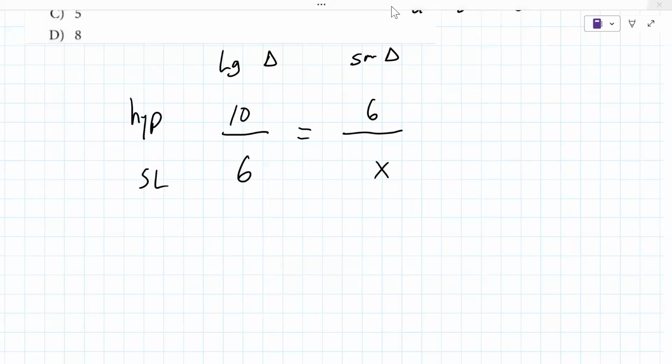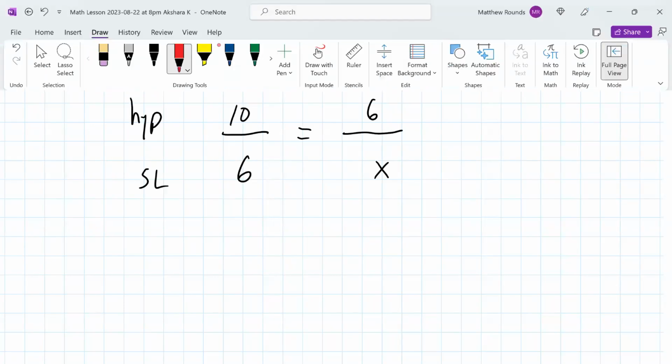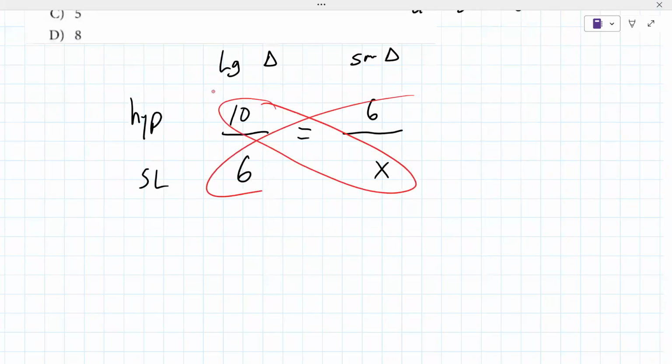I feel like you're overthinking this. I mean, you just diagonally multiply here. So 10x equals 36. So then x would be 3.6.